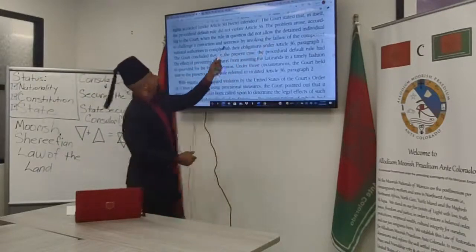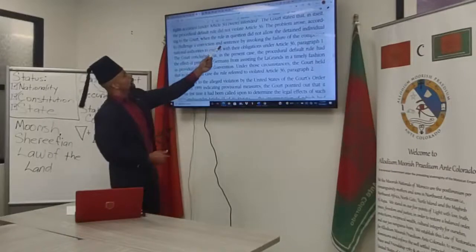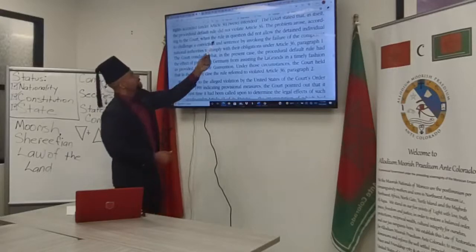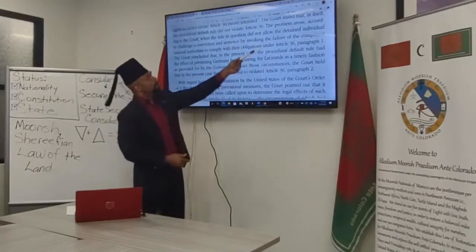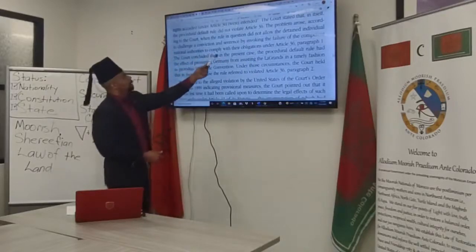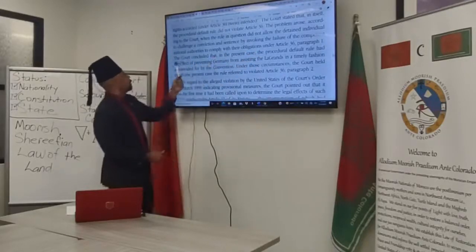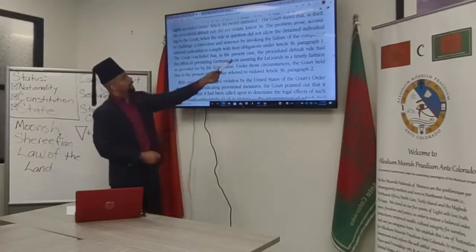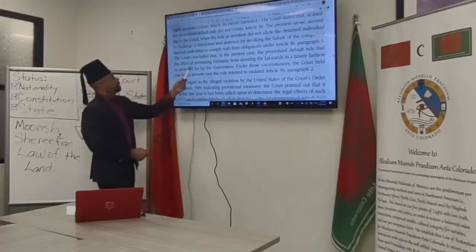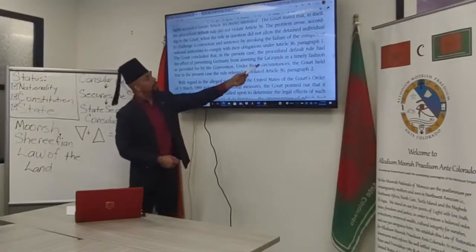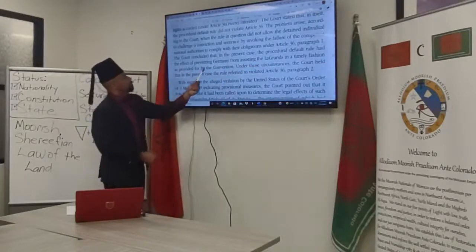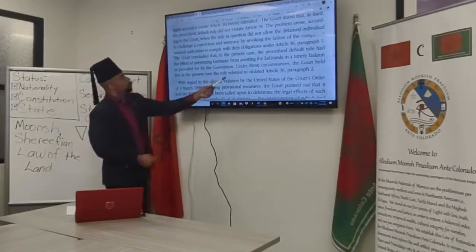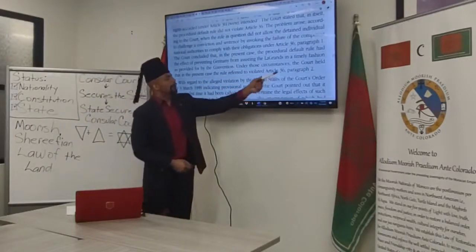The ICJ says the problem arose, according to the court, when the rule in question did not allow the detained individuals to challenge a conviction and sentence by invoking the failure of the competent national authorities to comply with their obligations under Article 36, Paragraph 1. The court concluded that, in the present case, the procedural default rule had the effect of preventing Germany from assisting the LaGrands in a timely fashion as provided for by the convention. Under those circumstances, the court held that in the present case, the rule referred to violated Article 36, Paragraph 2.